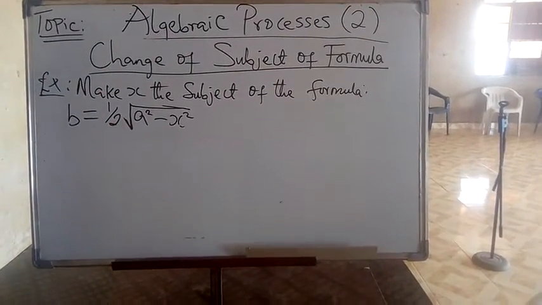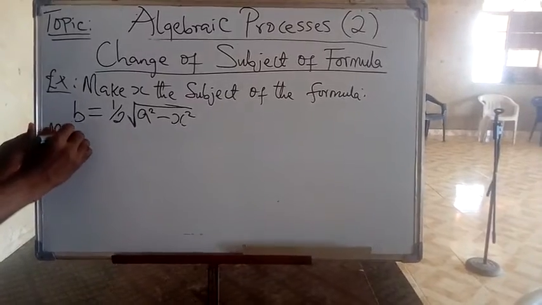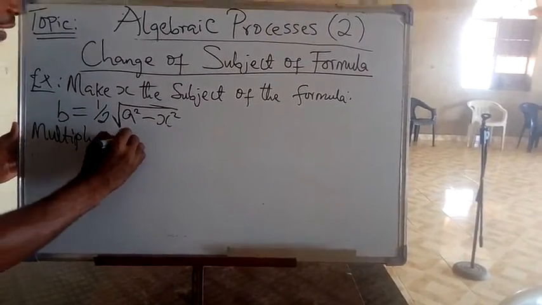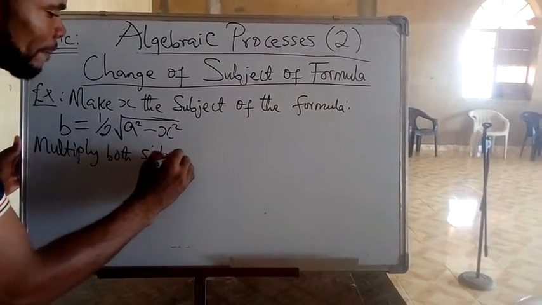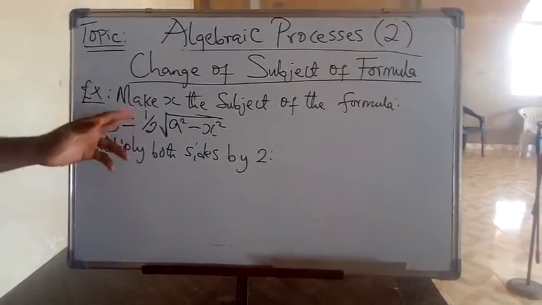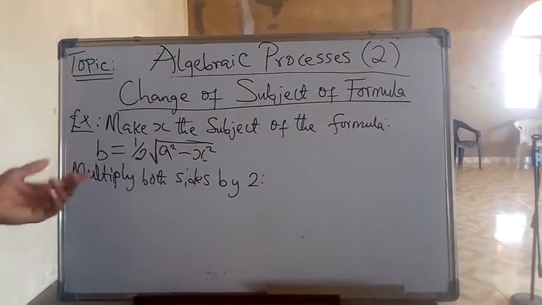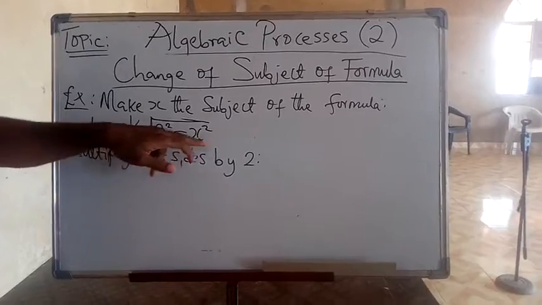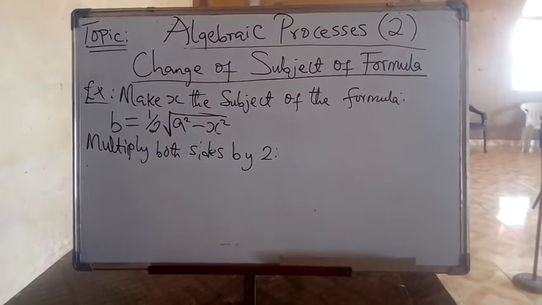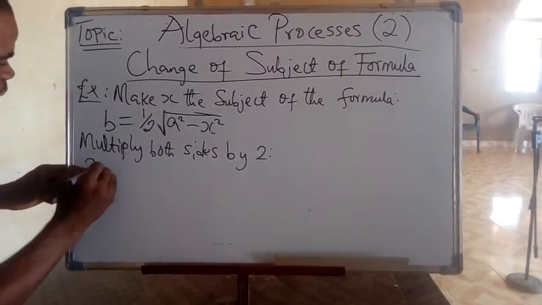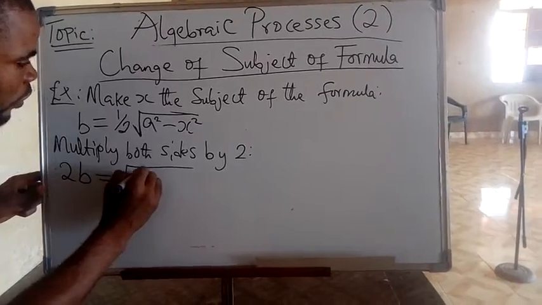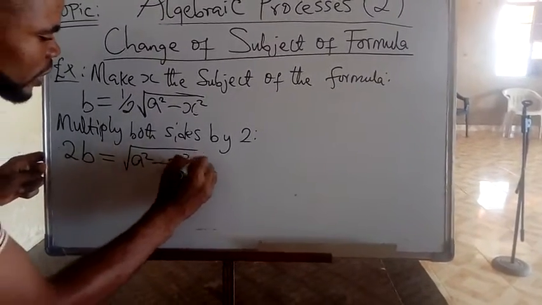How do we do that? We will multiply both sides by 2, because if we do, 2 times 1 over 2 is going to give us 1, which means the term we're going to be left with here is simply square root of a squared minus x squared. When we do that, we're going to get 2p to be equals to square root of a squared minus x squared.